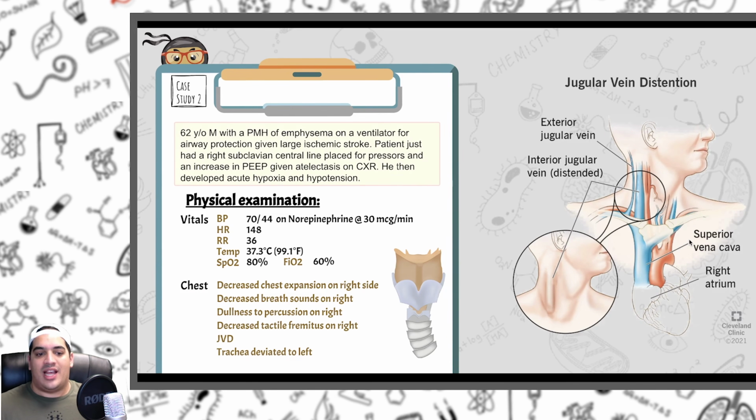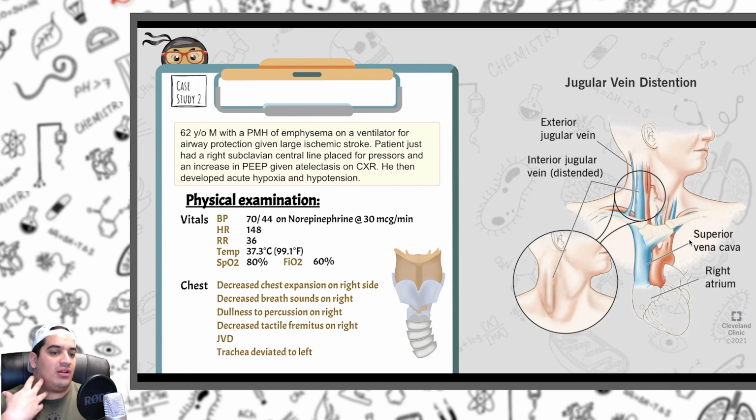When we examine them, because this is a clinical diagnosis, you don't need a chest x-ray to determine this, you listen to the side where they performed the subclavian line. You don't hear any breath sounds on that right side. There's no expansion of the chest on the right side. You hear complete tympany or hyperresonance to percussion on that right side. They have decreased tactile fremitus on the right side.